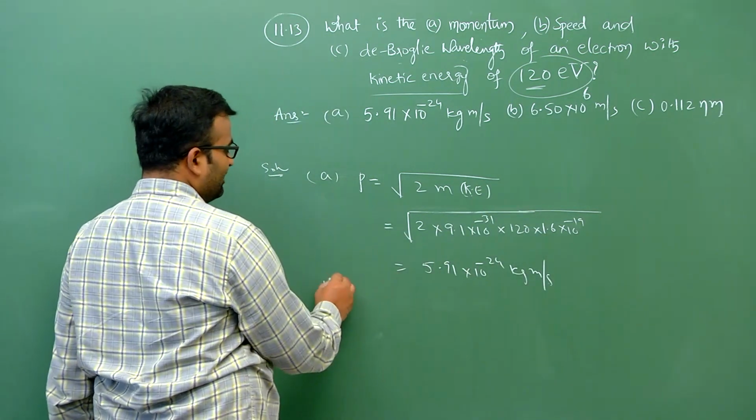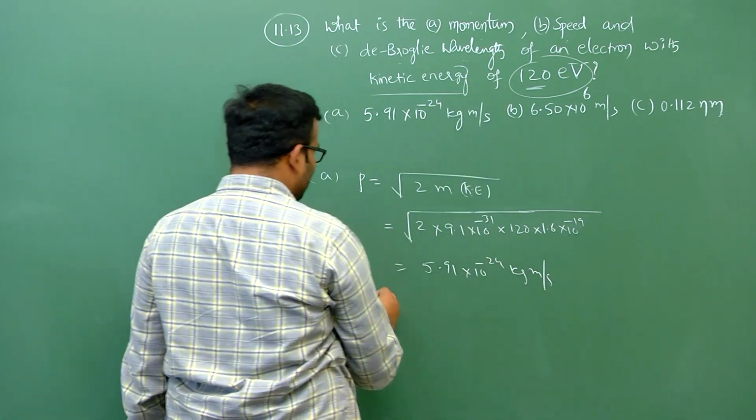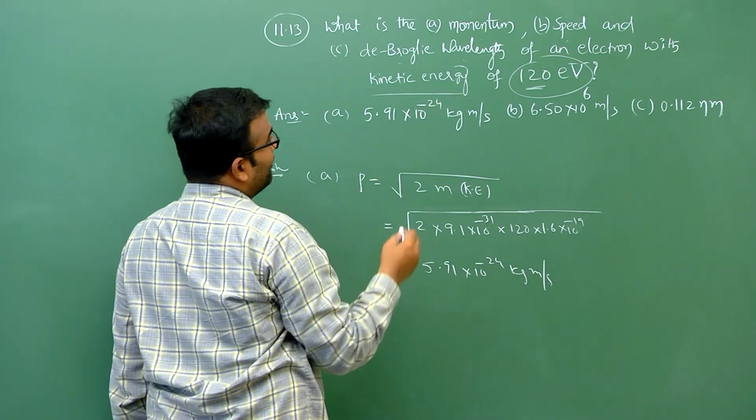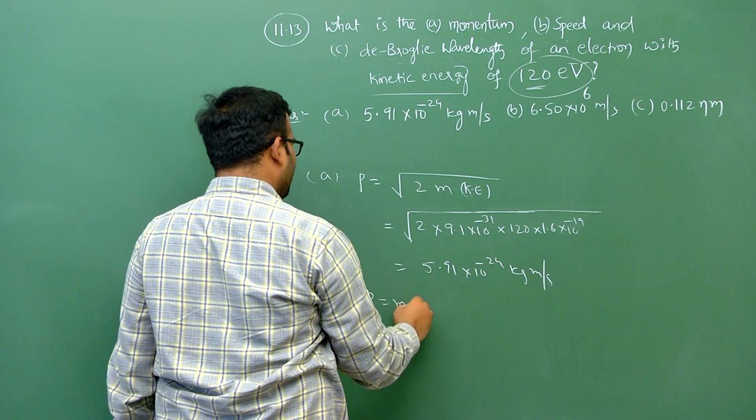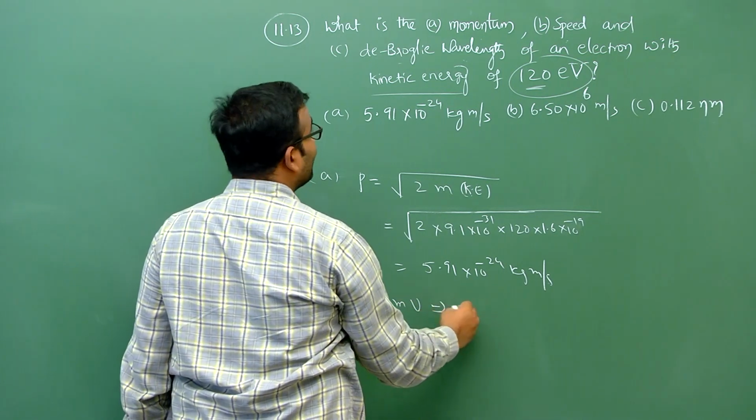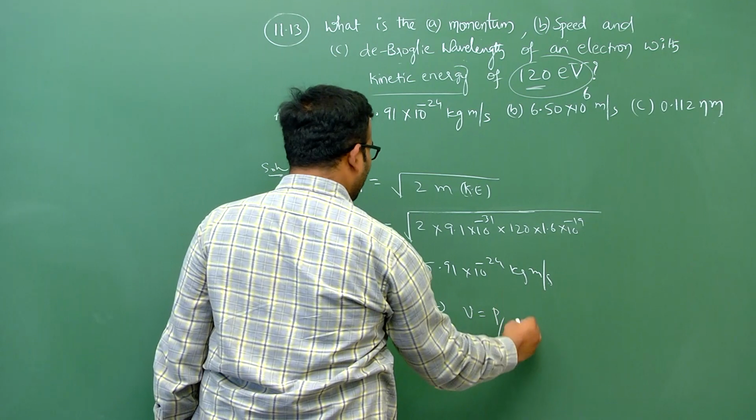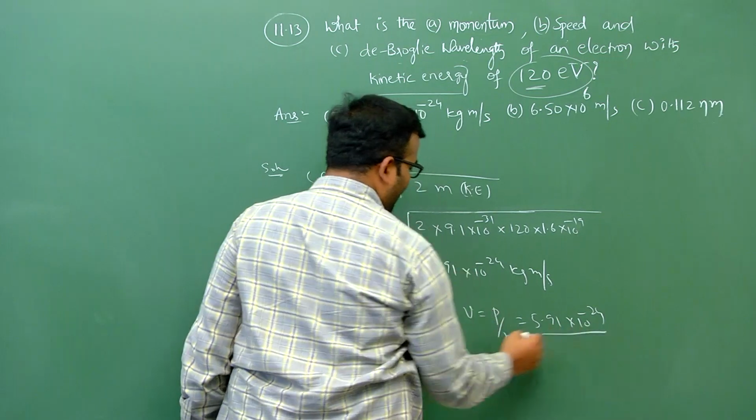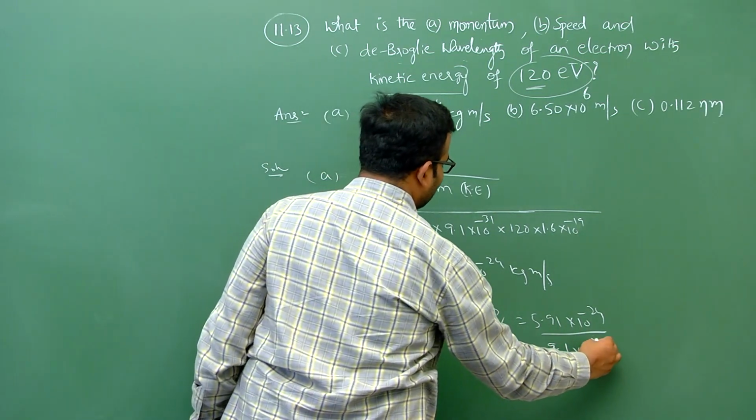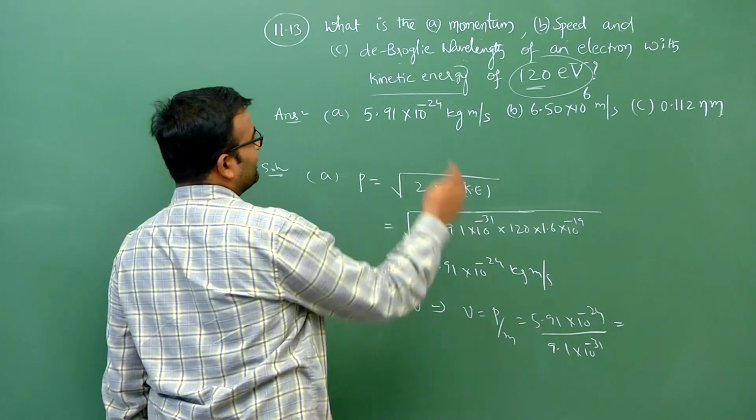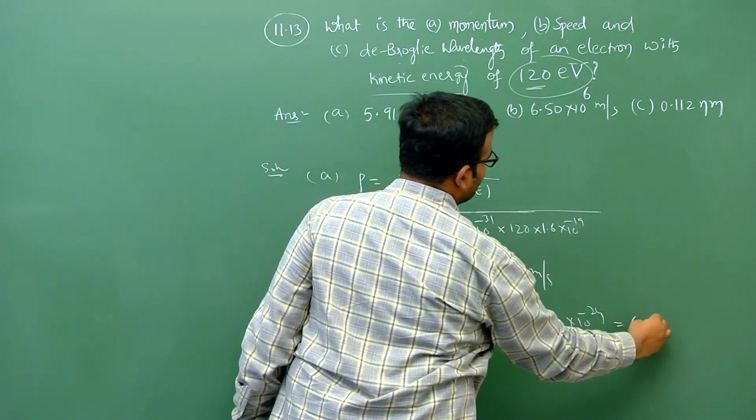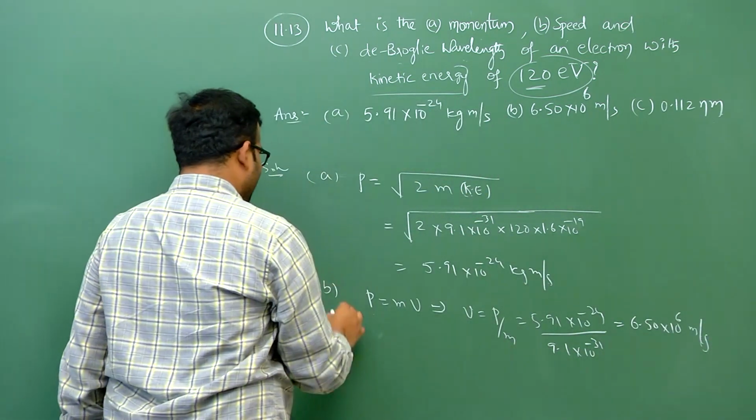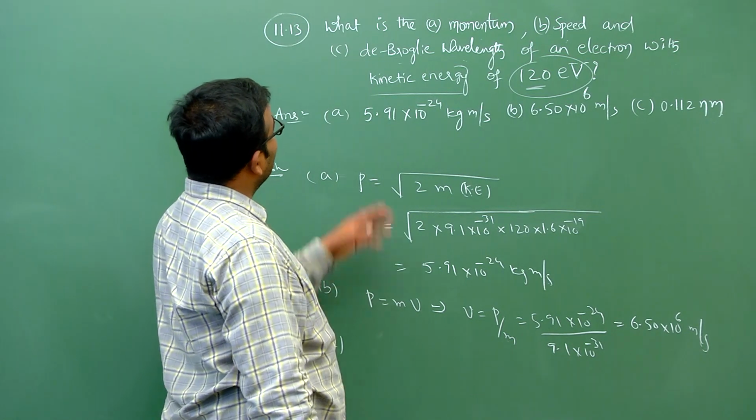Okay, and thereafter for B, what is it? Speed. We know the momentum and we want the speed, the value of v. So we say p = mv, because linear momentum equals mass into velocity. We want speed, so v = p/m. The p value we know is 5.91 × 10^-24, the earlier value, divided by the mass of the electron, 9.1 × 10^-31 kg. If you do this calculation, the value of v will be 6.50 × 10^6 meter per second. And if you go for question C, it is again about de Broglie wavelength.